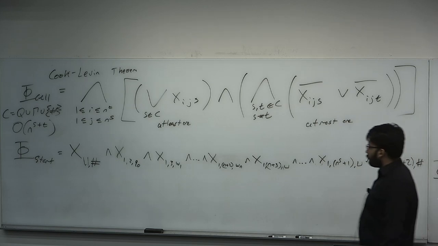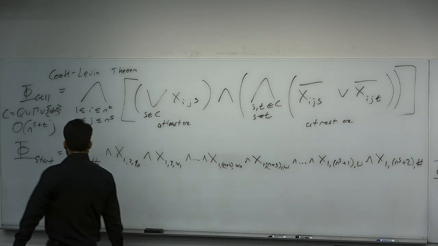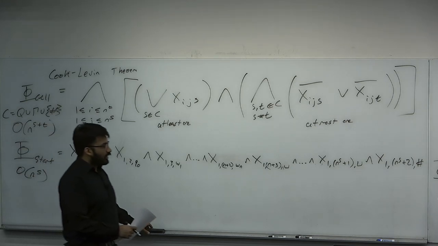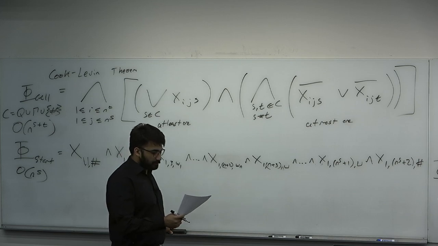What's the size of this formula? Any algorithm to write down this formula is going to take like n^s time. It's going to be given a description of the machine and a description of the word, and it's going to write that down in n^s time.